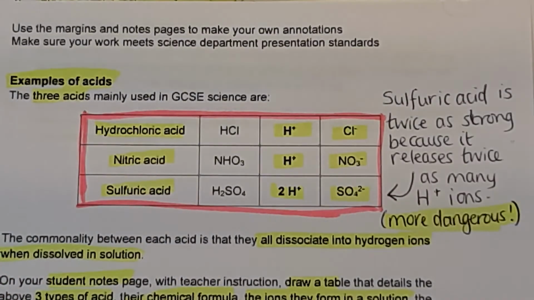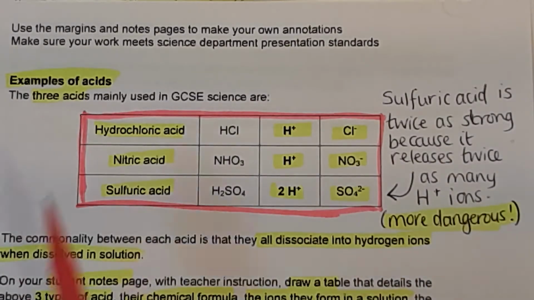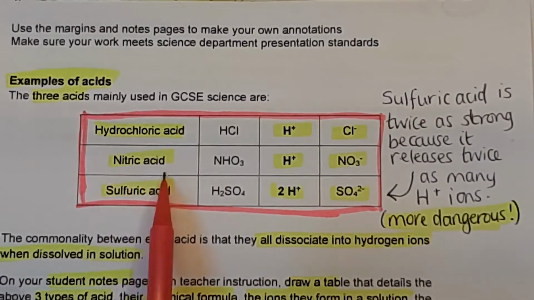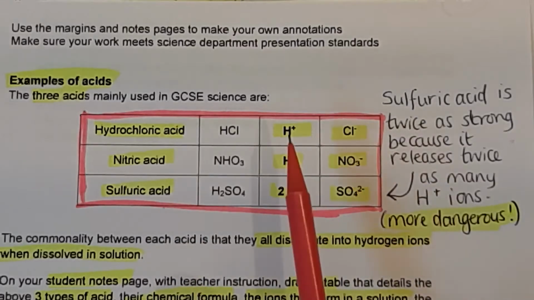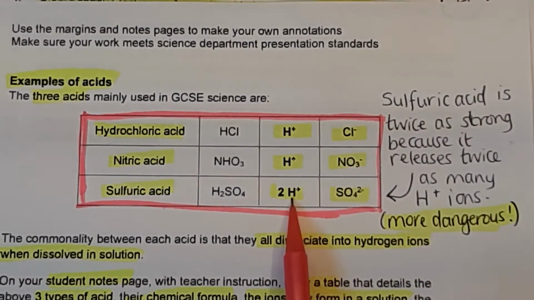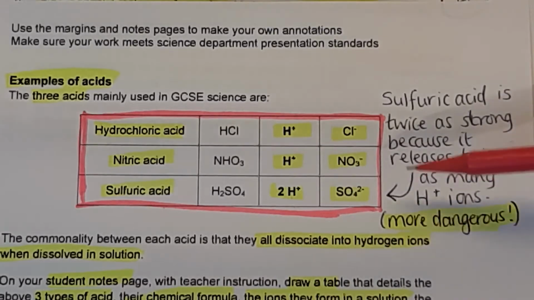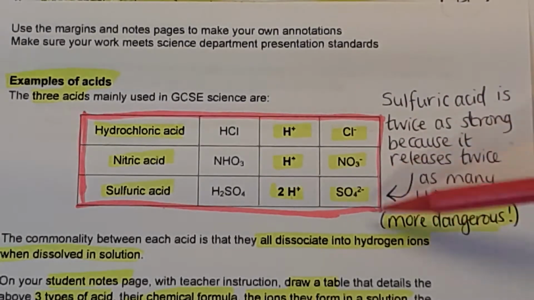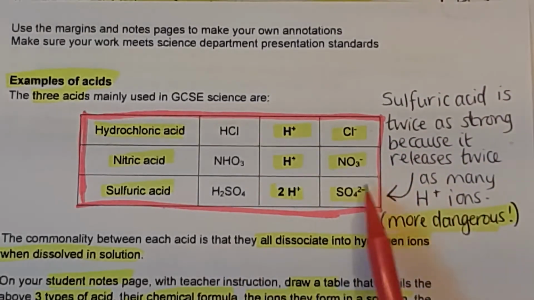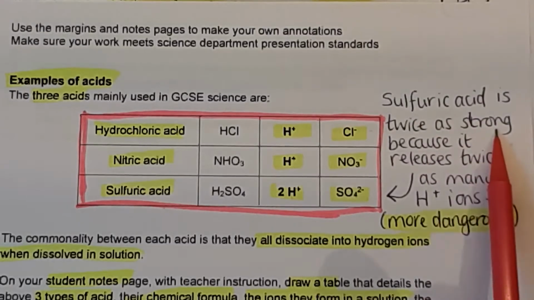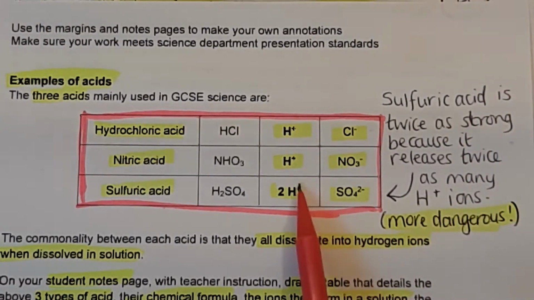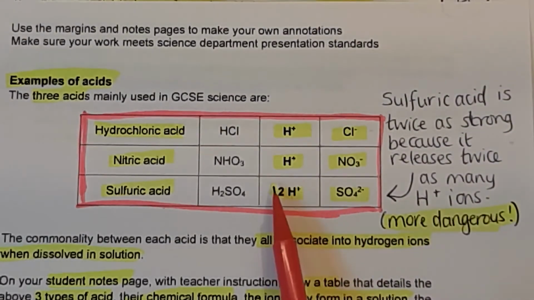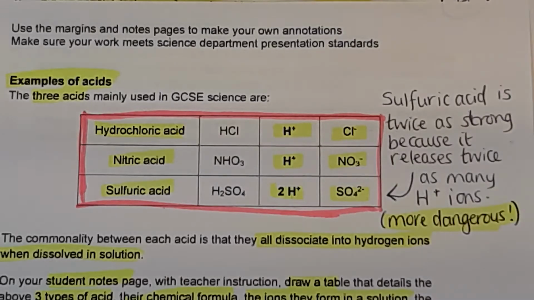So just having a quick look back to last lesson, we've got here an example about acids. So we have our three acids, hydrochloric, nitric and sulfuric. And this shows us the positive hydrogen ions, which make it acidic, that are released when they're dissolved in water, and the negative ions that are released when they're dissolved in water. And remember that sulfuric acid is twice as strong because it releases twice as many hydrogen ions compared to nitric and hydrochloric acid. So we're going to show that in a diagram.